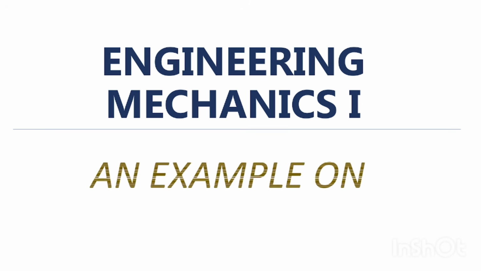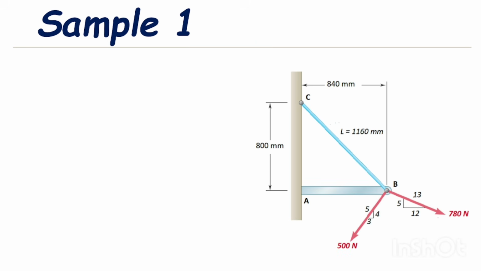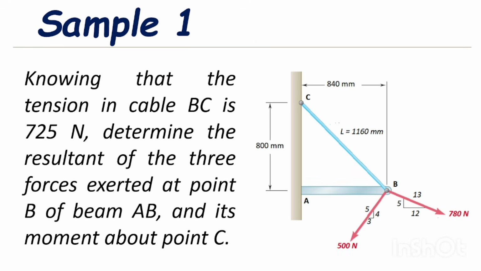In today's video, we shall be looking at an example on the resultant of two-dimensional forces, that is, forces that are acting on the plane. And we're going to be working through a series of problems. We're going to start with this first sample, in which we're given that the tension in cable BC is 725 newtons. And we are to determine the resultant of the three forces exerted at point B of beam AB and its moment about C.